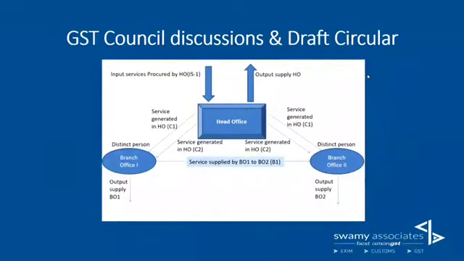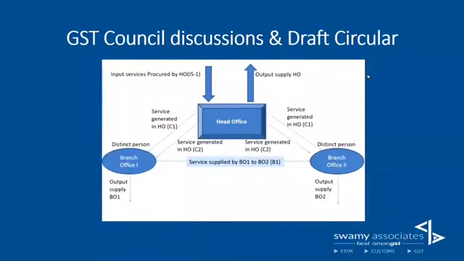What they say: there is one head office, there are two branches, branch 1 and branch 2. Input services procured by HO, IS1, like security services, are commonly procured by the headquarters. The security agency for branch 1, branch 2, and head office, everything is procured by head office, that is called IS1. And the head office is also providing its own service, employees, IT infrastructure to the branches. That is called service generated in head office, C1.